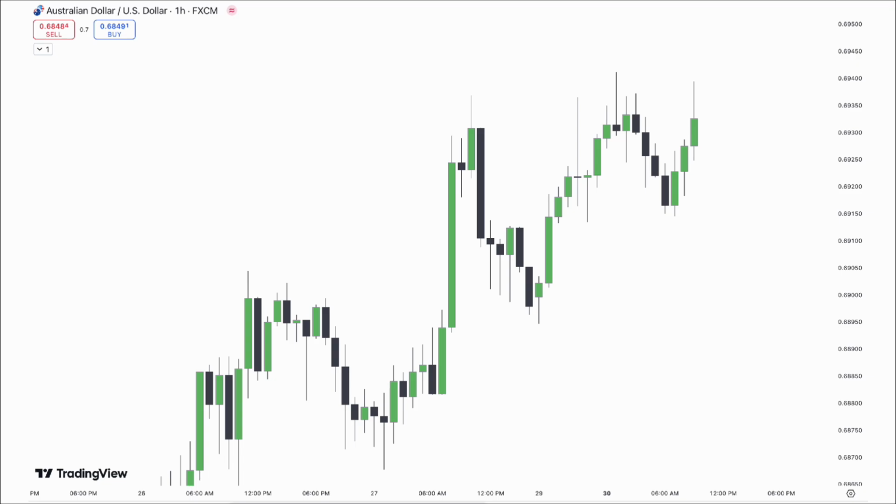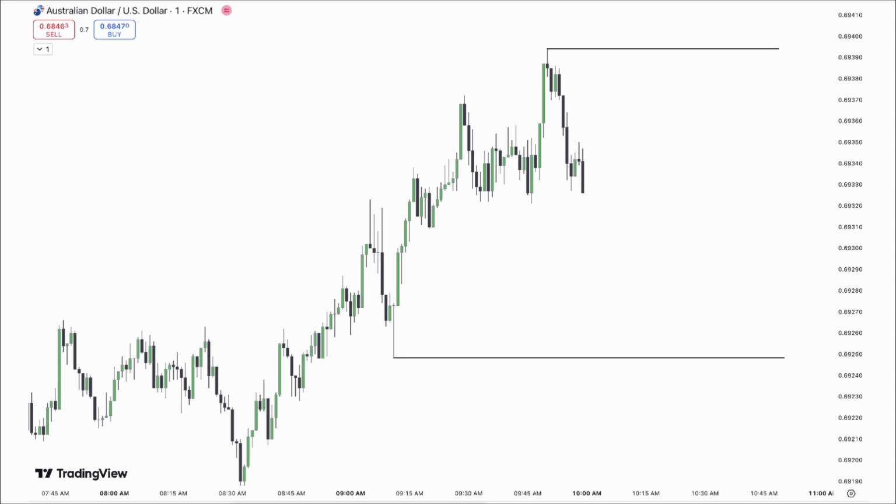We'll go through each step together and analyze how the silver bullet strategy plays out in real conditions. In the first example, we have the Australian dollar versus US dollar hourly chart, and you can see the 9 a.m. candle print out. So we mark the high and low of that candle. Next, we drop down to the 1-minute chart. So now we are on the 1-minute time frame, and we will wait to sweep the high or low of the 9 a.m. hourly candle. Let's see how it plays out.